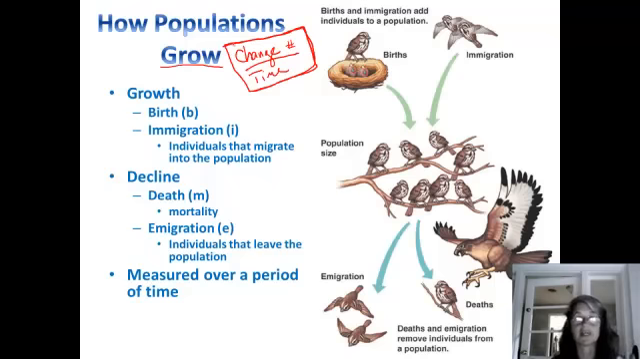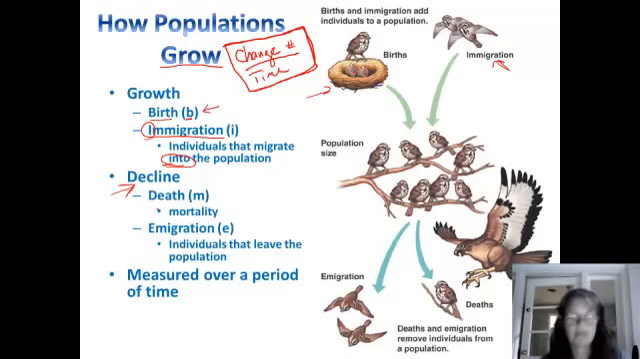Increases in population size generally are due to two things. Either more organisms are getting born in that population, so birth, the number born, would be referred to as a B variable. And immigration, how many individuals migrate into this population from outside of it. So immigration, the I, into. Here in our little picture, birds are flying in from somewhere else or getting born into this population.